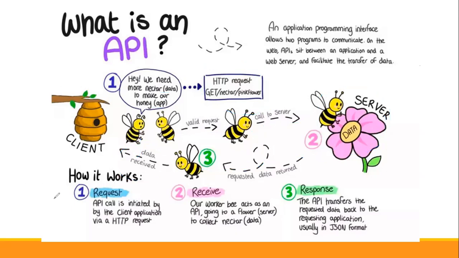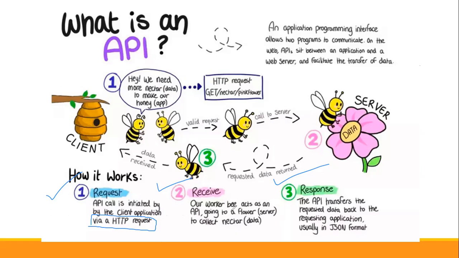So how exactly does it work? Request, and receive a response. Request means we are calling the API. First we need to call the API: hey API, I want these things. So the API call is initiated by the client application via an HTTP request. Now HTTP is a kind of protocol which is responsible for traveling or sending a request and response.